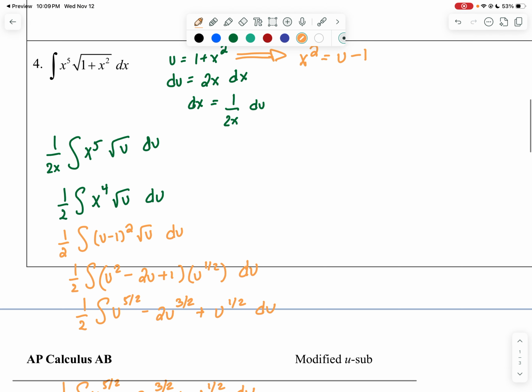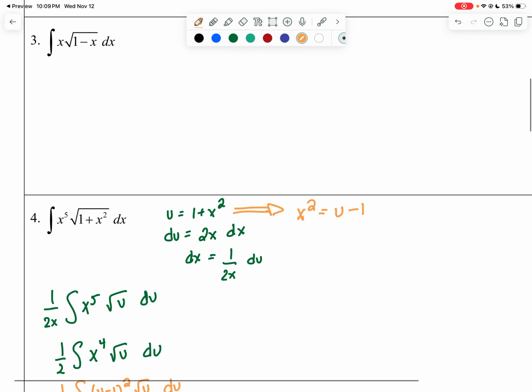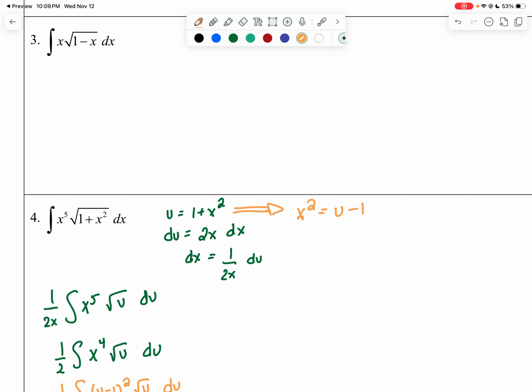Now the only one that we haven't done is 3, but 3 is just an easier version of 4, like I said. So you do that. TLDR for this part of the lesson is, if you can divide, please divide. If you can't, then you just gotta suck it up and do modified U sub.